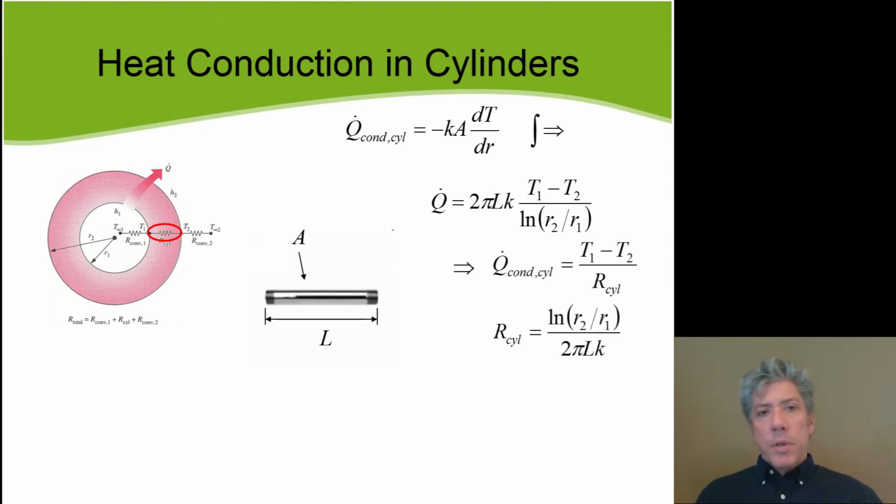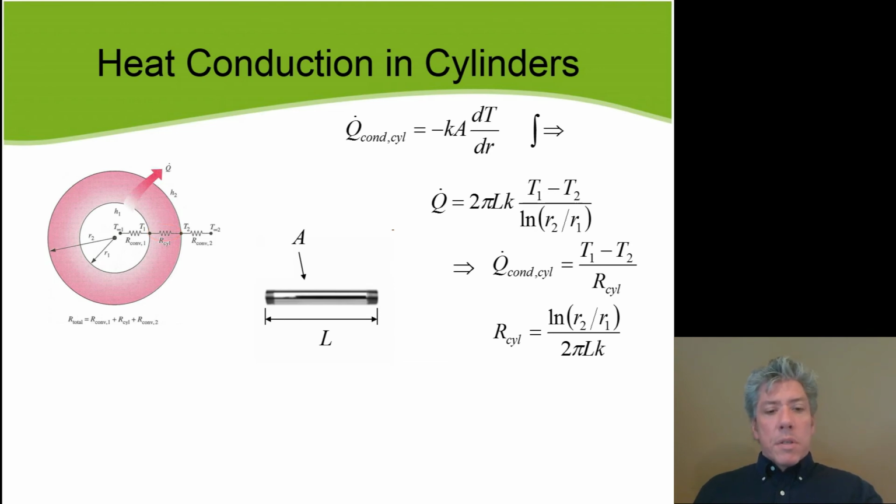And this is very common when you're talking about pipes or anything like that. This is an extremely common scenario. So we can write the conductive rate equation for a cylinder in terms of resistance by combining all those terms except for Q dot and delta T and putting them together and coming up with an effective, not radius, but an effective resistance for the cylinder.